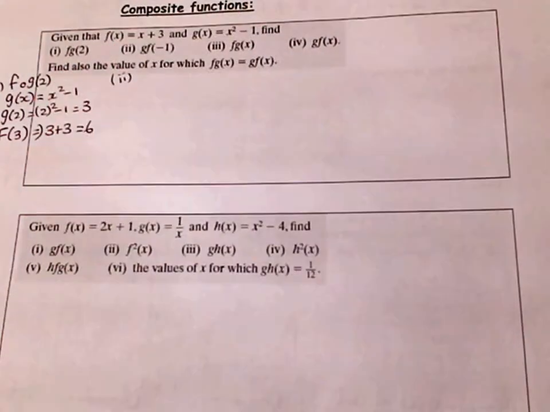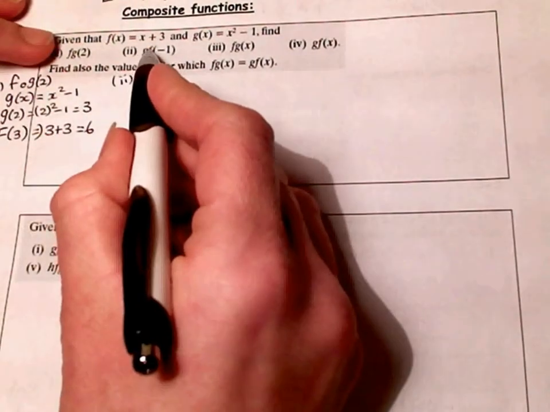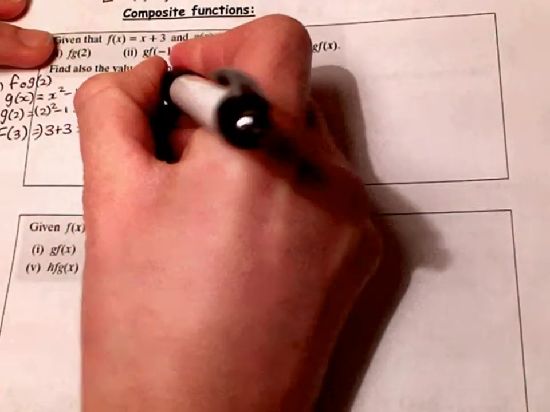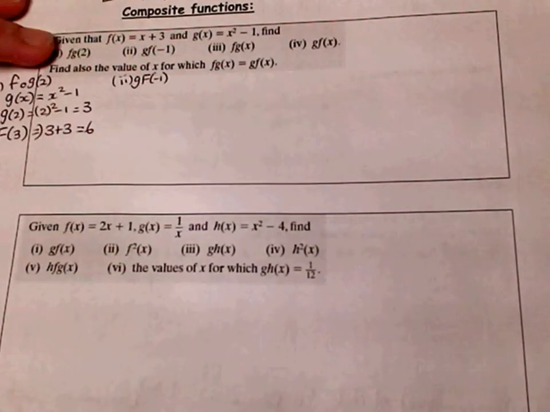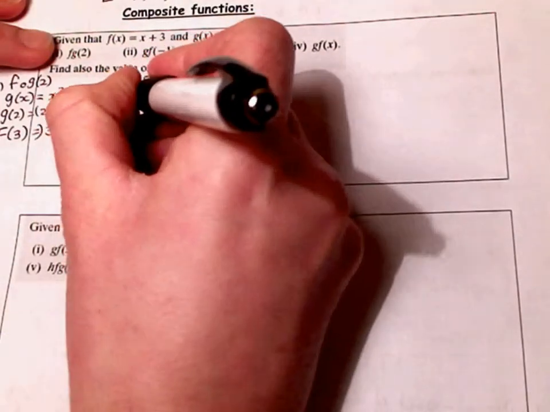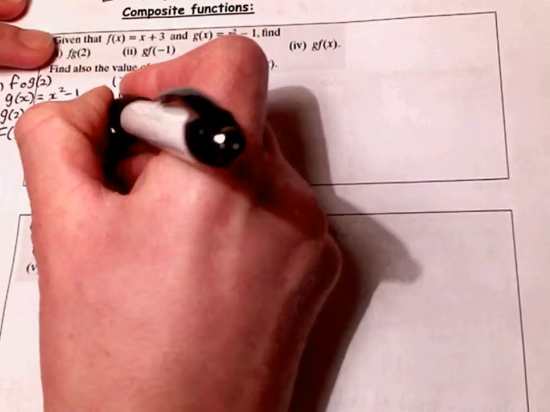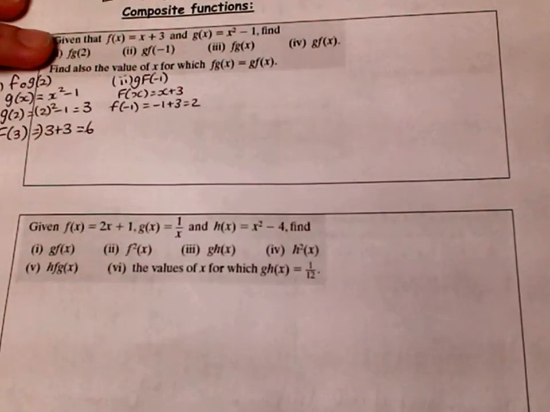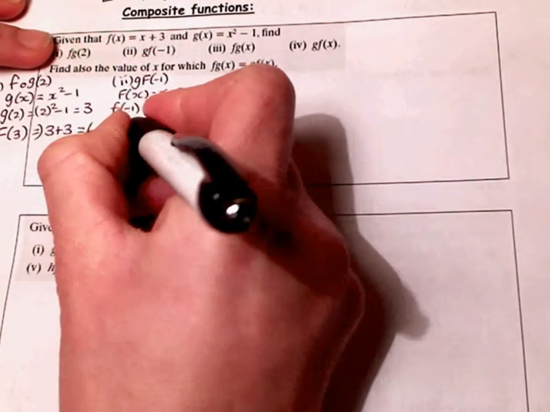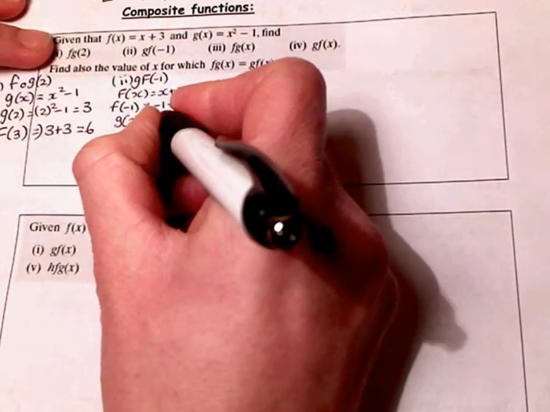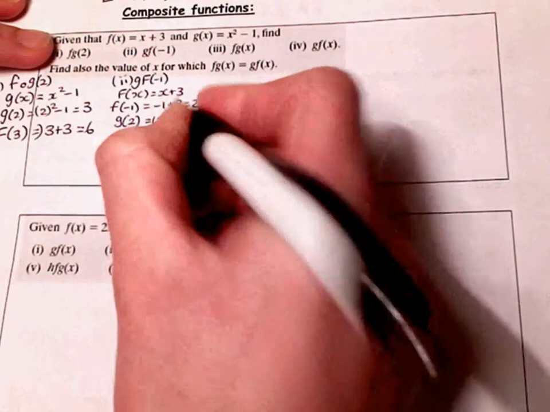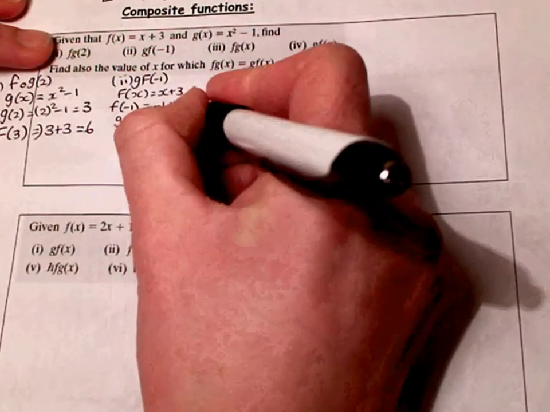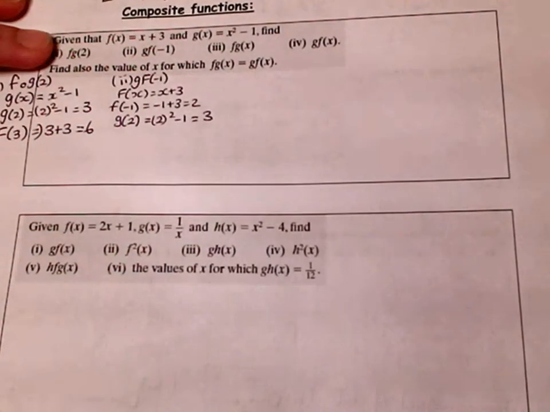Part 2 is asking for g of f of minus 1, or g after f of minus 1. The first thing you do is find f of minus 1. f of x is equal to x plus 3, so f of minus 1 is minus 1 plus 3, which gives us an answer of 2. So we're finding now g of the result, which is 2. g of x is x squared minus 1, so it's 2 squared minus 1, which is 4 take away 1, which gives us an answer of 3.